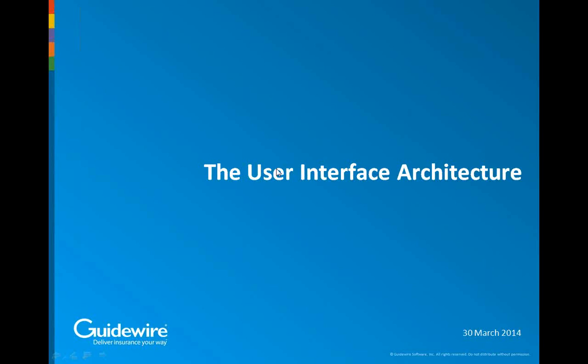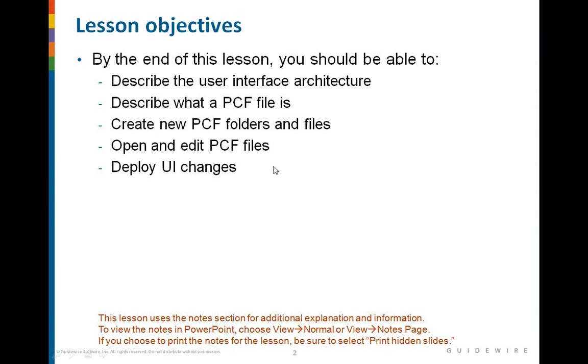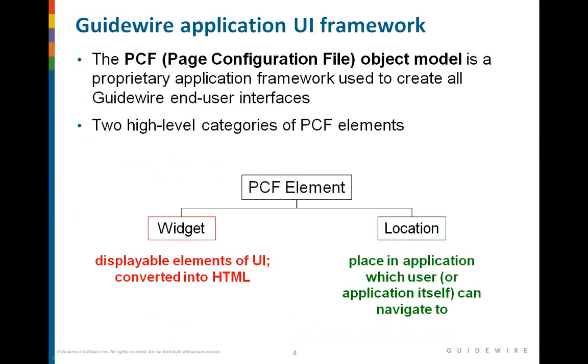Okay, so now we will see what is the user interface architecture and how exactly it is handled with the web application. So user interface is a separate module categorized into the 4 modules. Here Driveway has its own proprietary framework, which is called base configuration file, which is an object model, which is specifically used to create all the Driveway user interfaces.